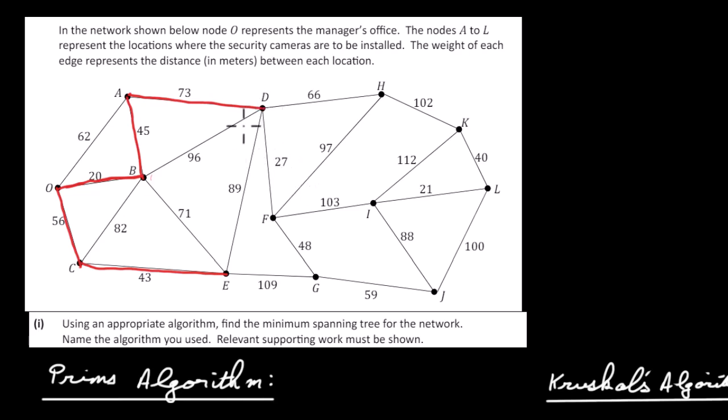So now let's see, we have 96, 71, 82, 62. A lot of those are going to form cycles. We've got 89 is going to form a cycle. The next one is going to be down along here to F, from D to F, which is 27. After that then we have, let's see, 48 will come out along here.